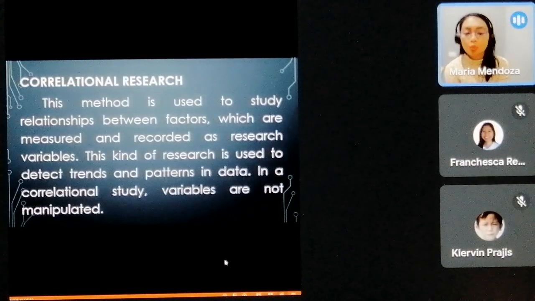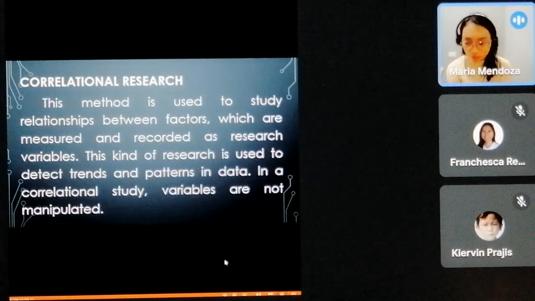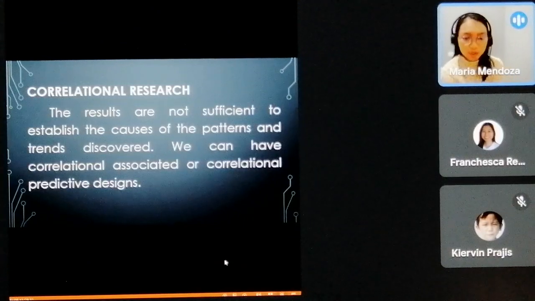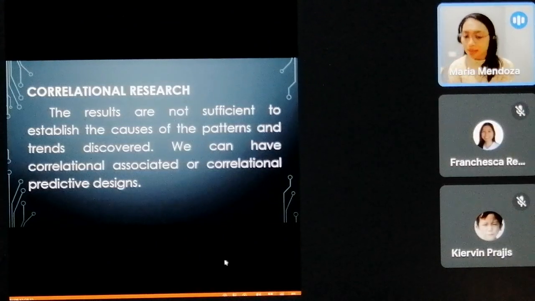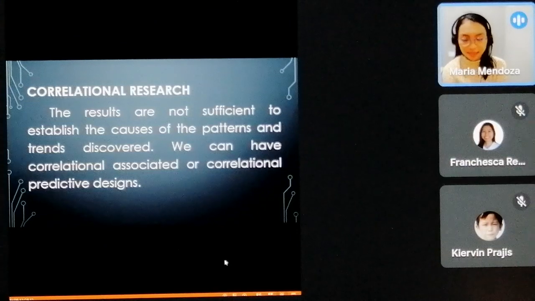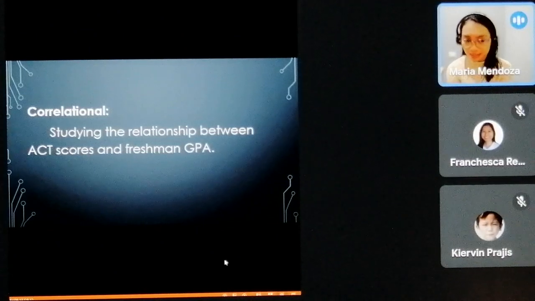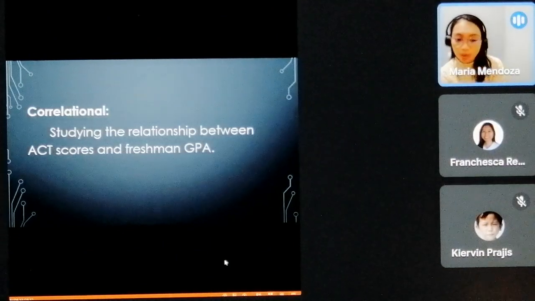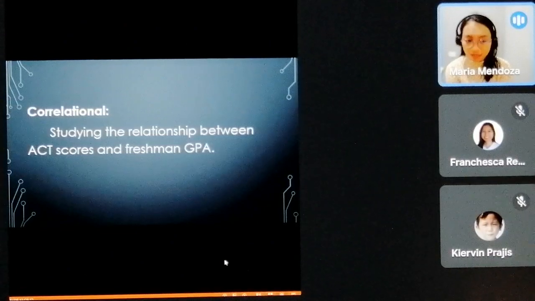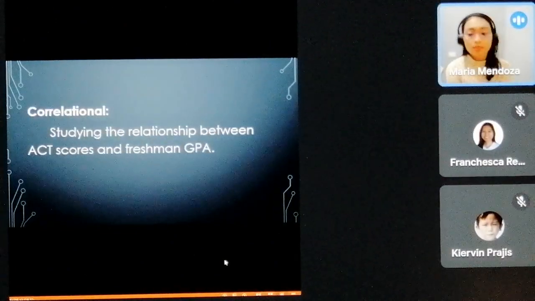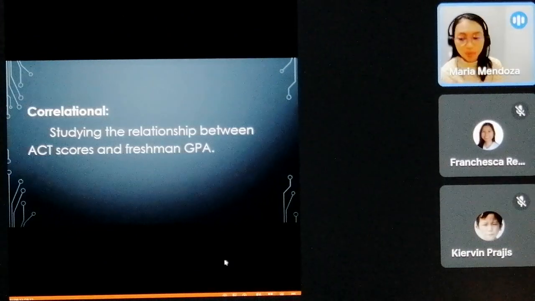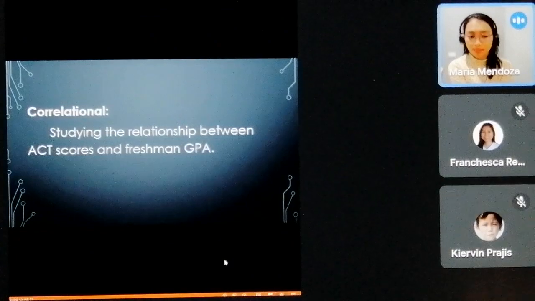Again, what would be the result of your research? Yun na yun, okay? You are not allowed to manipulate any of the data. So the results are not sufficient to establish the cause of patterns and trends discovered. We can have correlational associated or correlational predictive design. So that is an example: studying the relationship between ACT scores and freshman GPA. Again, you are going to study the relationship between the ACT score and the freshman GPA. What would be the effect of the scores to the freshman GPA? Okay, that is correlational. Again, results cannot be manipulated.